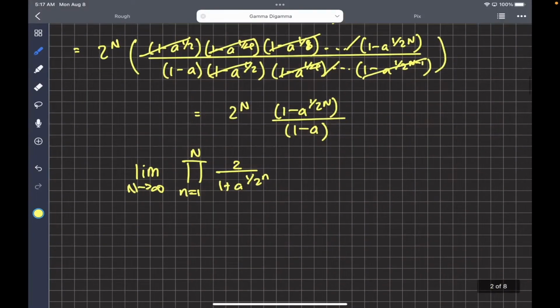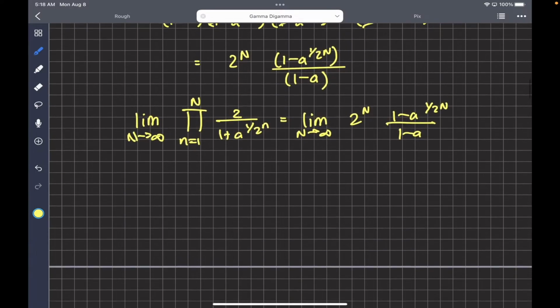Yes, I haven't messed that up in the original writing. Okay, so we have this. Can we take the limit? Let's see. The limit as n goes to infinity of the product of 2 over 1 plus a to the 1 over 2 to the n, which is 1 minus a over a to the 1 over 2 to the n over 1 minus a. Well, what can we do?